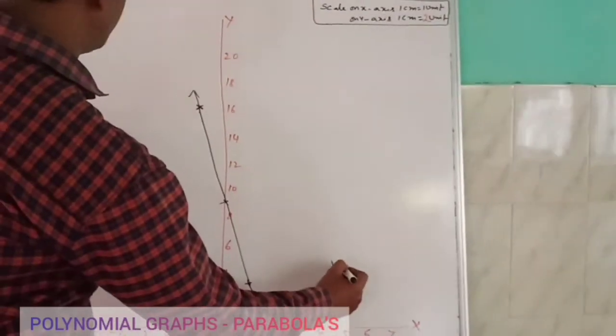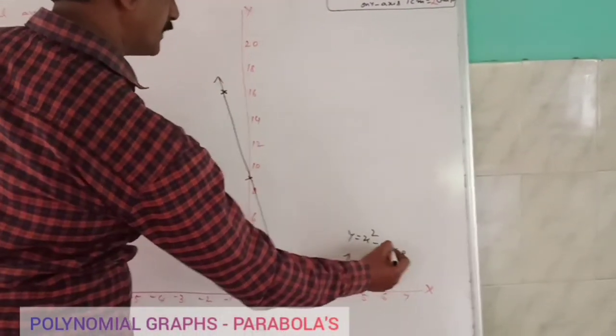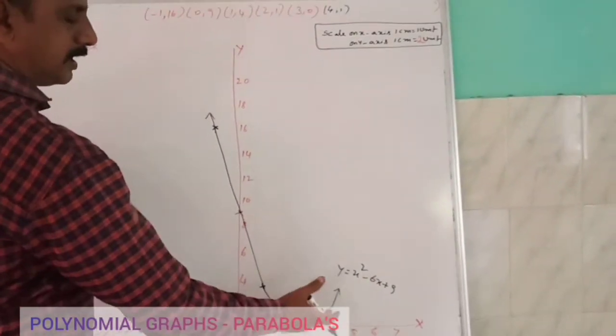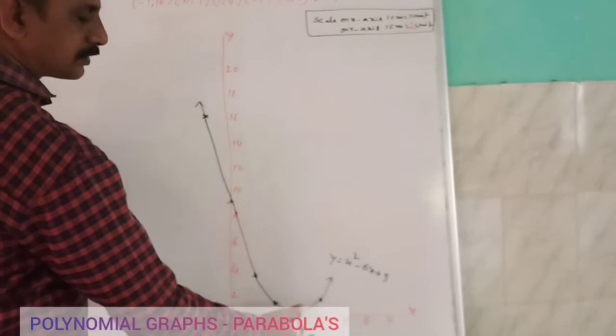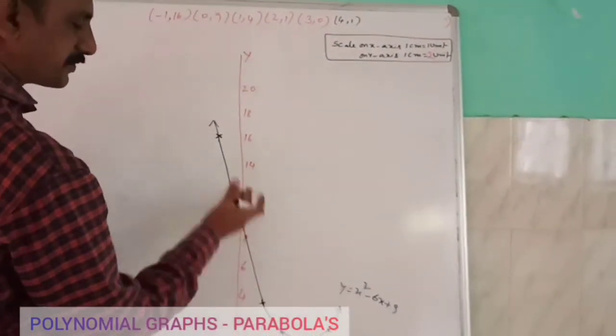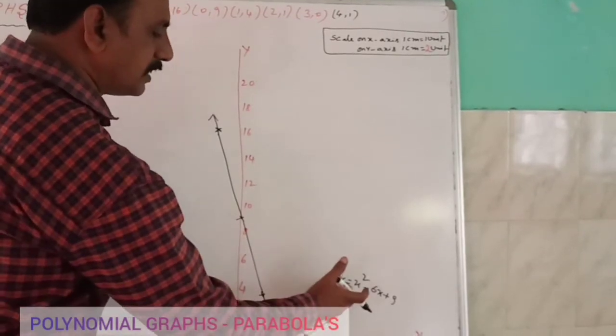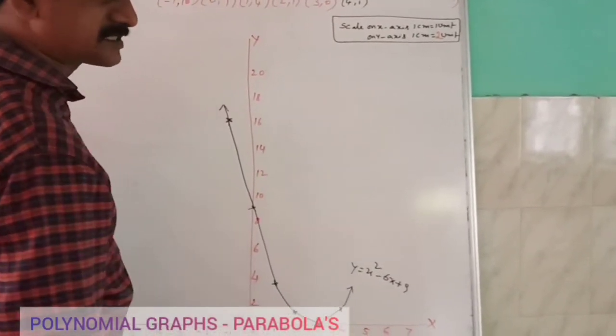What is this y equal to value? x square minus 6x plus 9. So it is a parabola. It intersects the x-axis at only one point because the roots are real and equal. So these points are plotted on the graph sheet and joined with a smooth curve. Then it gives the parabola y equal to x square minus 6x plus 9.